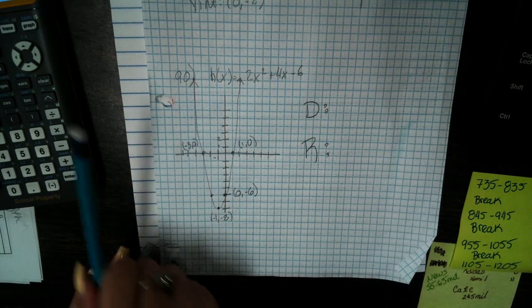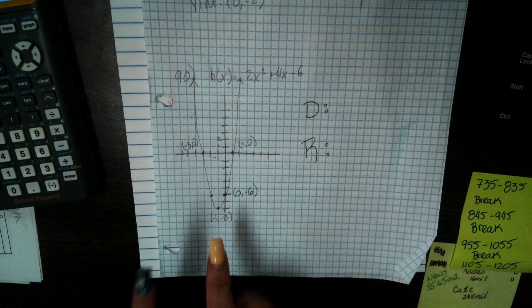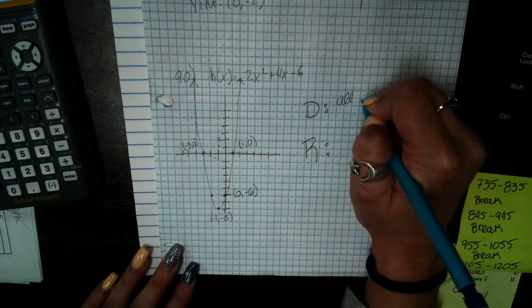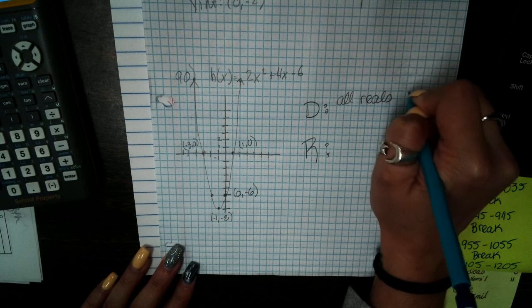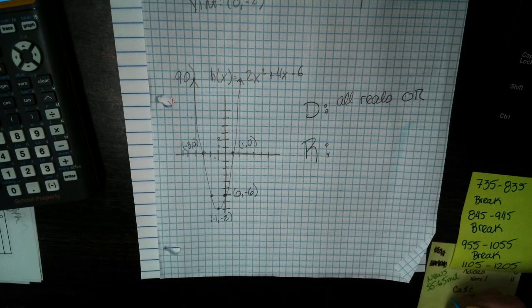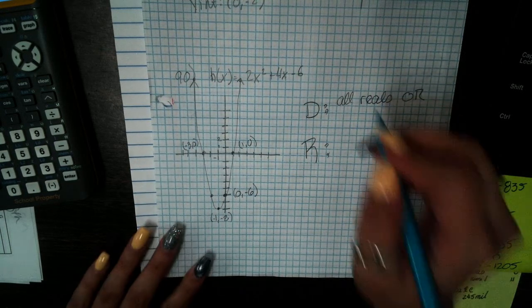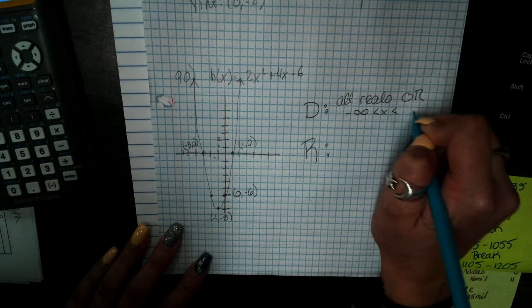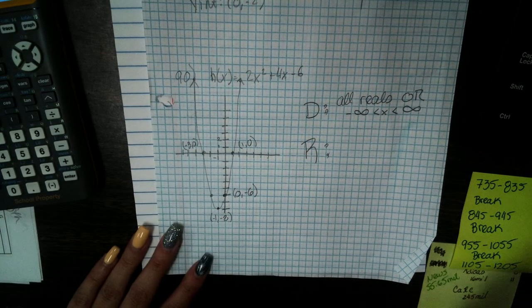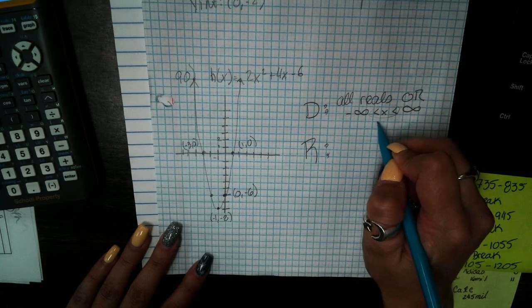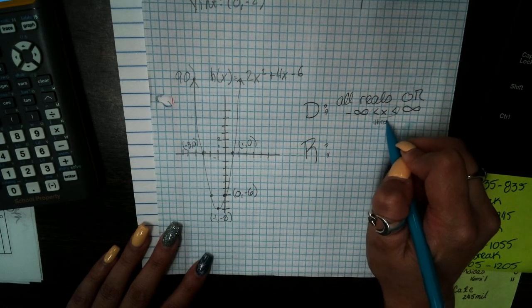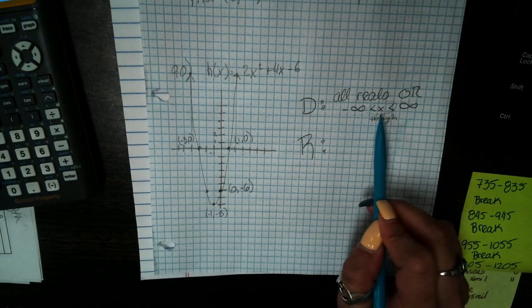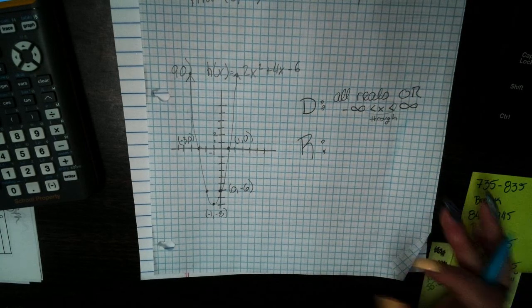But my domain is how far left and right the graph goes, and this is a parabola that continues like this in a U shape. So you have two options for this. You can write all reals, which means everything left and everything right, or the mathematical way of writing that is from negative infinity all the way through positive infinity. So think of this combination as "through." So negative infinity through infinity and everything in between. So, you know, infinity and beyond.